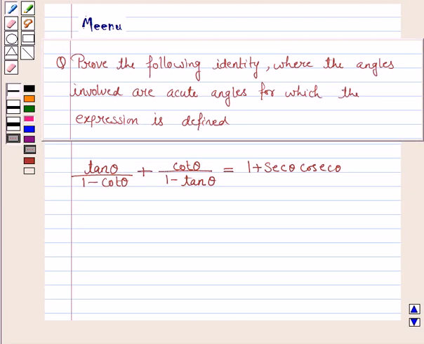Let's work out the following question. It says prove the following identity where the angles involved are acute angles for which the expression is defined. So let's now move on to the solution.